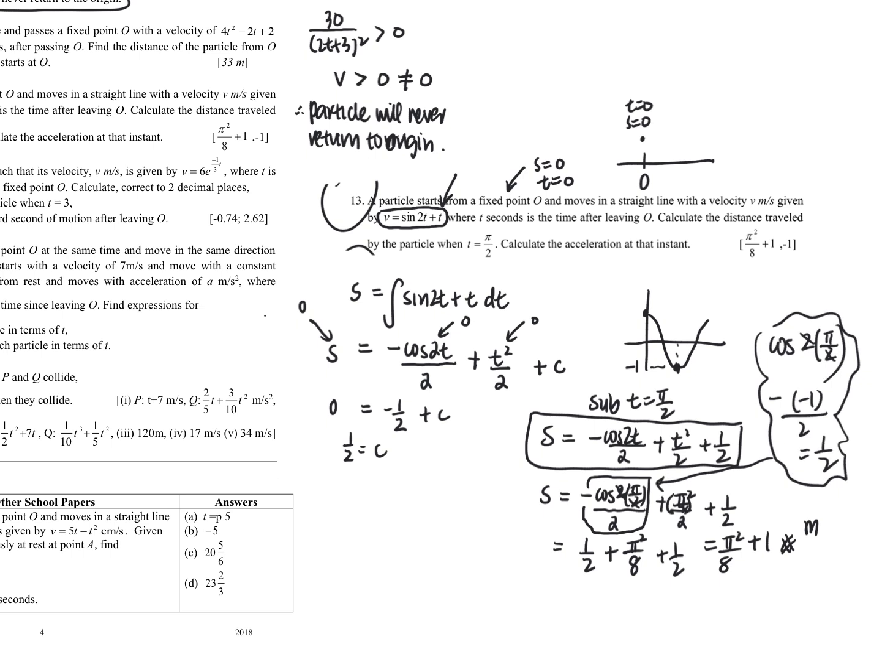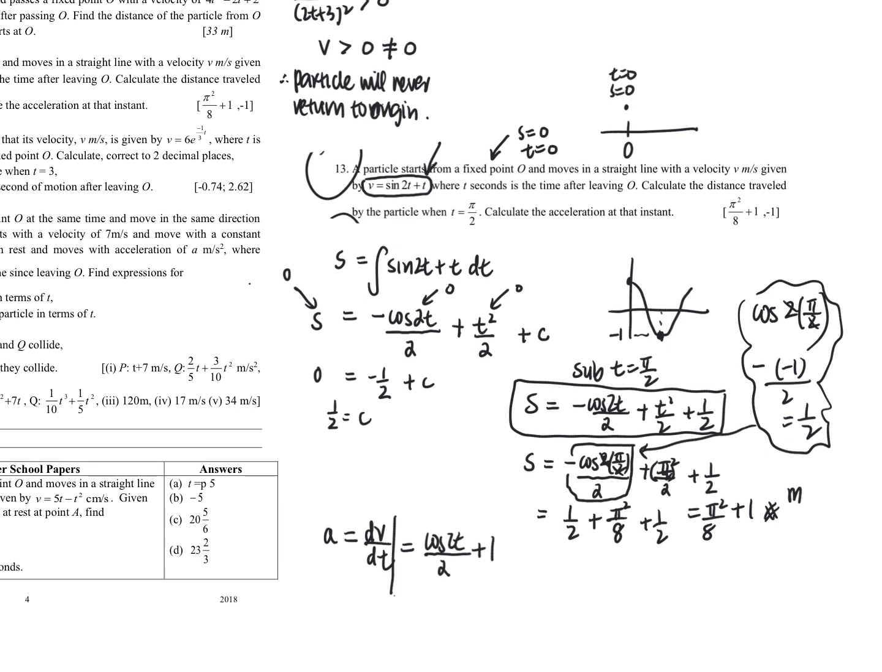Okay? So last, they say find acceleration. You go and differentiate your velocity. So differentiating sine is cosine. Okay, same instant, so meaning sub in t as the same value. So it's just minus half plus 1. So it's just half. Half meter per second squared.